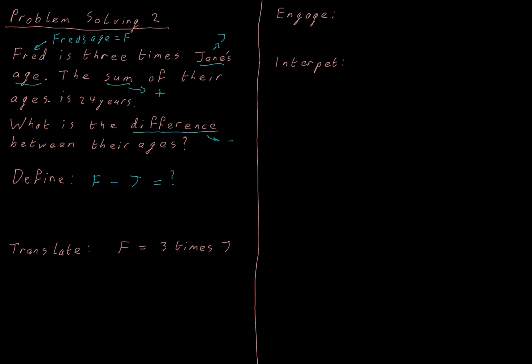And I know the sum of their ages is 24. And I know that sum is a word in maths that means to add stuff up. So if I add Fred's age and Jane's age, I have to get 24. So further work in my translation. If I add Fred's age plus Jane's age, it would be 24 years.